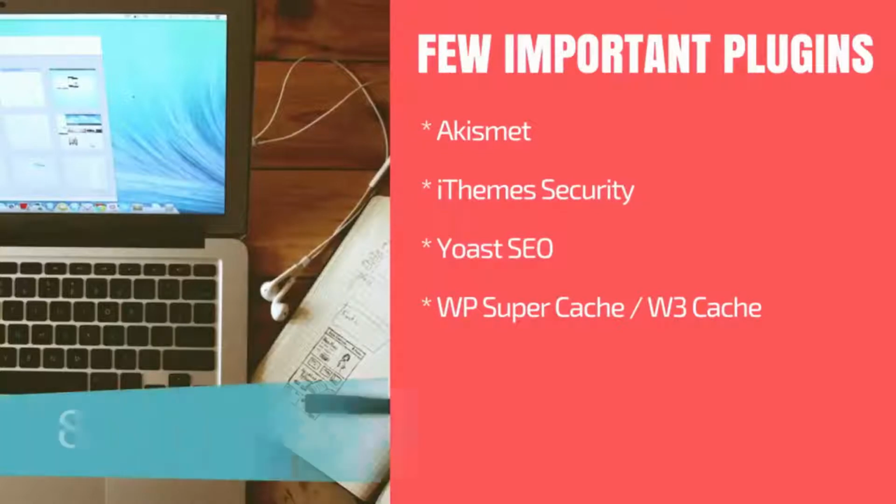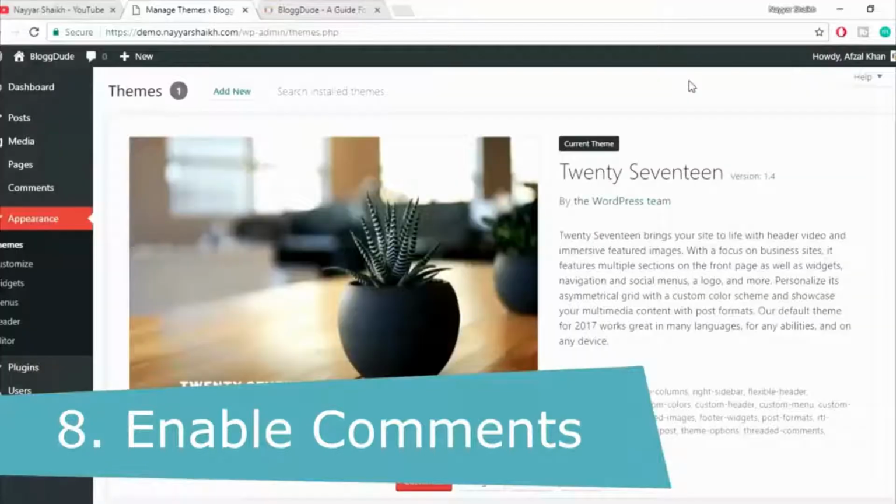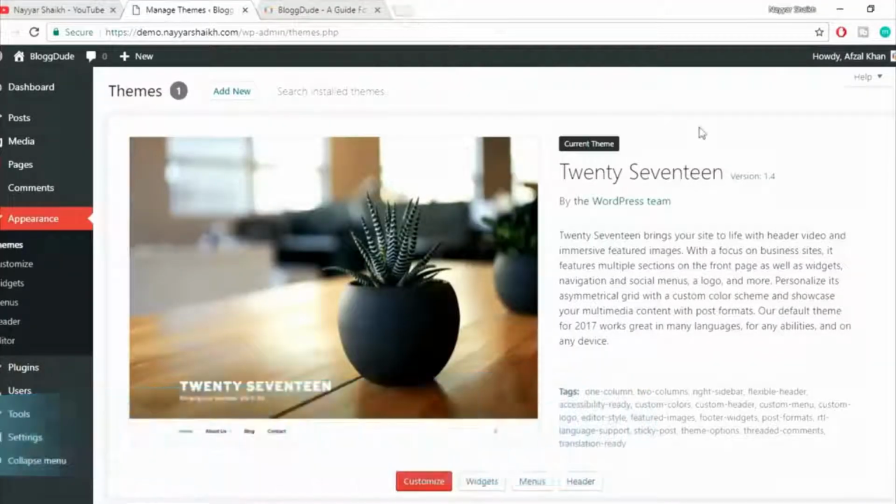Now the next thing, the eighth step, is to enable comments. We have to make sure that comments are enabled, because sometimes you visit your website and you see no one is commenting on your posts. That is a dangerous thing. It means that your post is not very interactive. Sometimes people want to comment, but comments are disabled, so we need to make sure that comments are enabled.